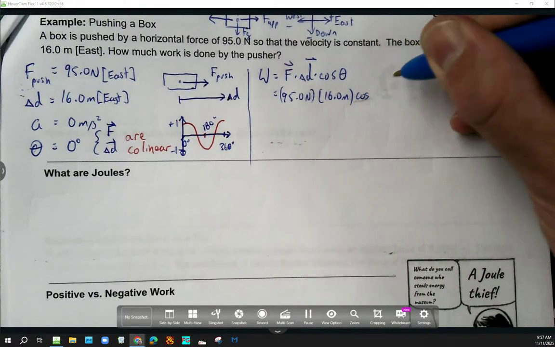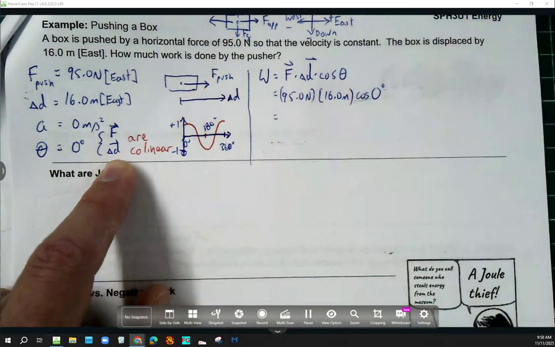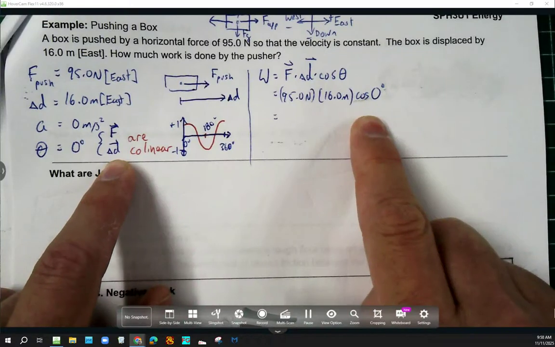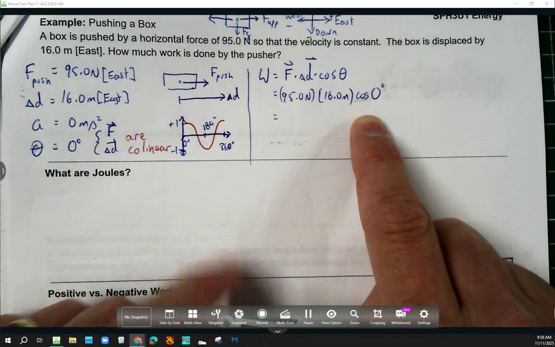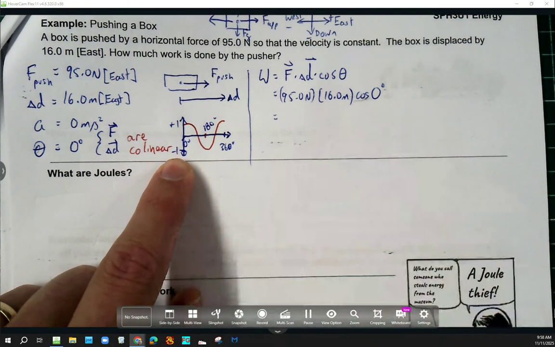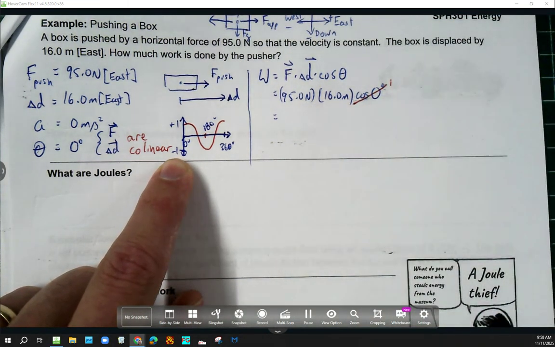Cosine of, since they're collinear, 0 degrees. As soon as I see that 0 degrees, I'm going to save myself some keystrokes. What's cosine of 0? 1. Every single time it's 1, okay? And that's kind of the magic of collinear things, is that term drops out.